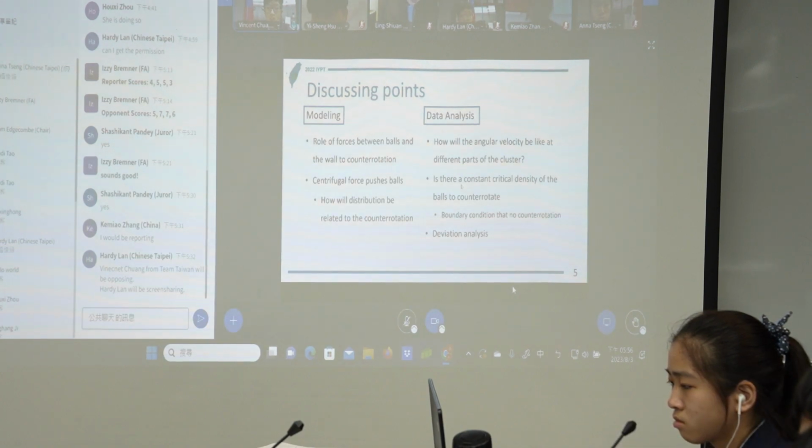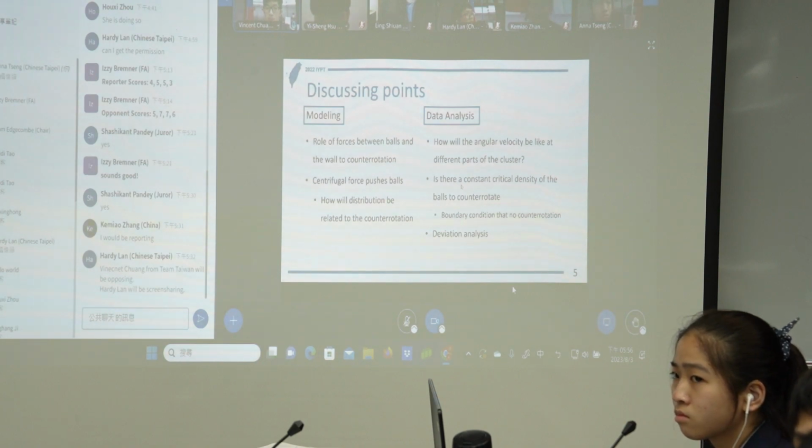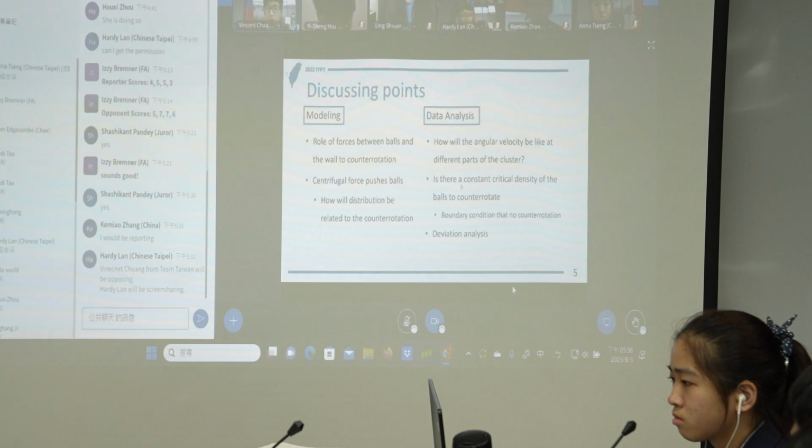Then for the second part, I'm going to discuss how the centrifugal force pushes the balls, and how the distribution is related to the counter-rotation, and what the angular velocity is like at different parts of the cluster, since we know that there's an inner part and outer part, and also a looser part and a denser part. And I'm going to discuss the angular velocity difference at different parts.